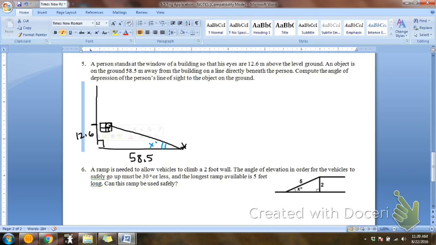All right, so let's label 12.6. What is 12.6? Your opposite. Okay? What is our 58.5? Adjacent. Okay, so opposite and adjacent uses what, Patrick? Tangent. Perfect. So we're going to be using tangent of our angle. We'll call that angle X. Good. Aaliyah's setting up the problem for us. Tangent of the angle is opposite over adjacent.